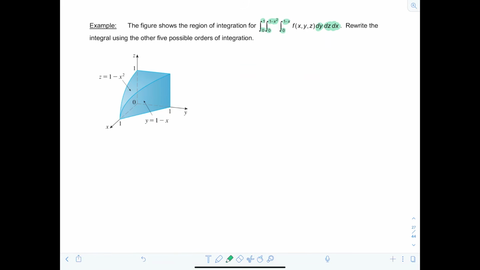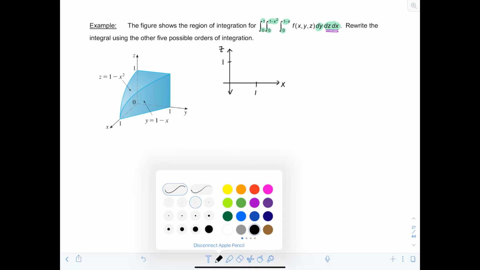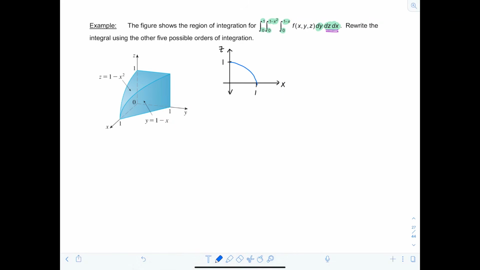All right, so I'll start off with the easiest reordering. I'm just going to interchange z and x as they're written. So first let's see what the base of the solid is in the xz plane, what its projection is. So notice here, the limits for x are from 0 to 1, and the limits for z are from 0 to 1 minus x squared. So this is z equals 1 minus x squared. You can see that right here.